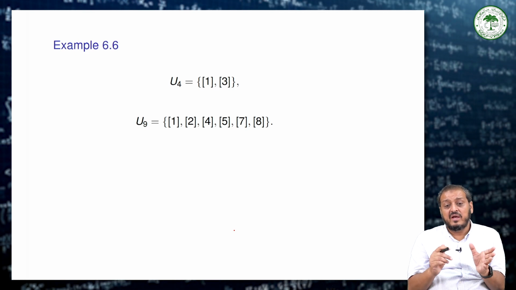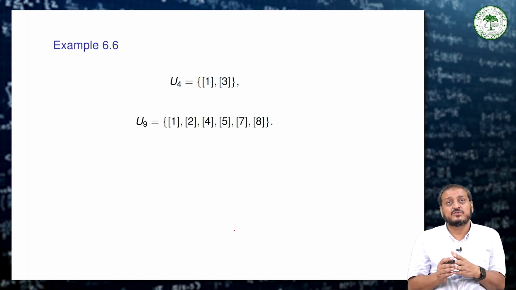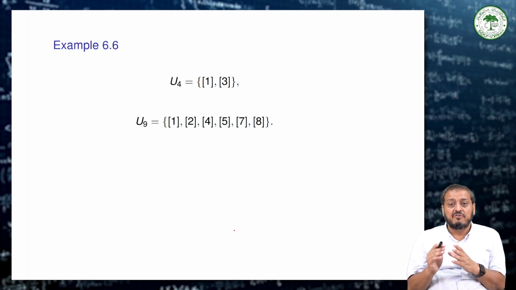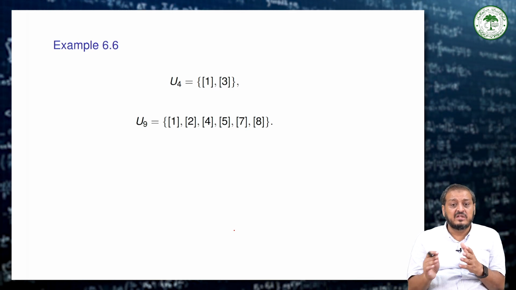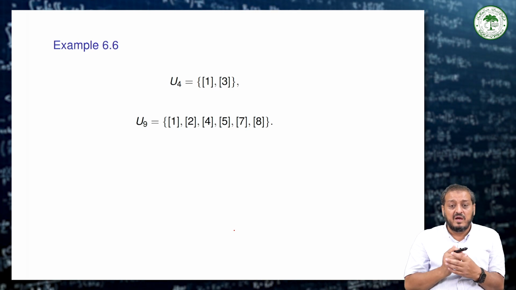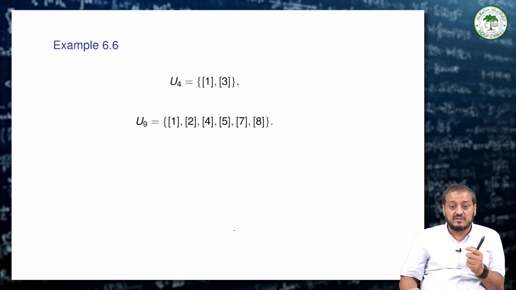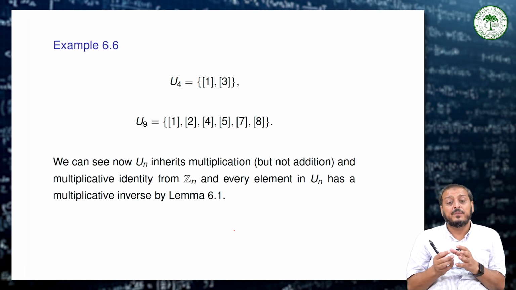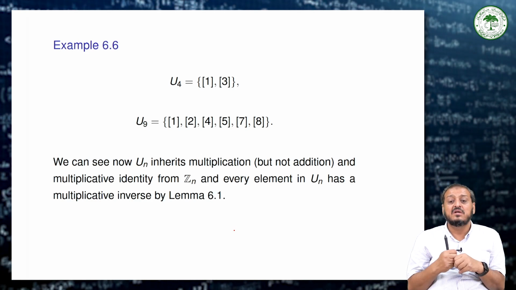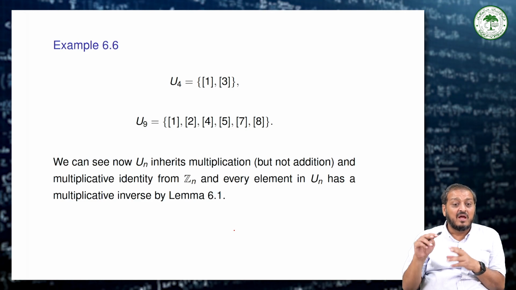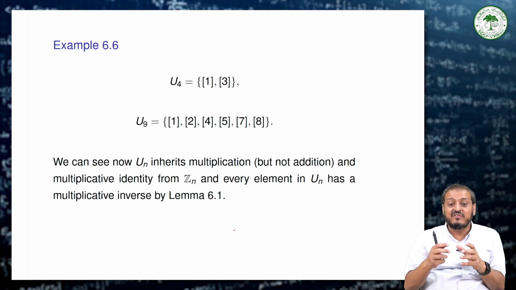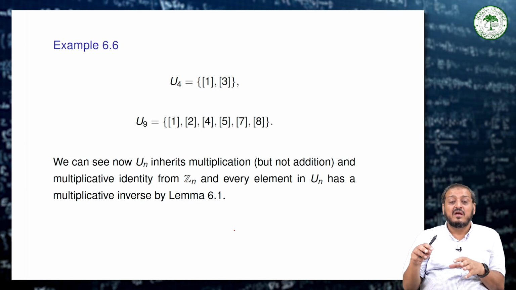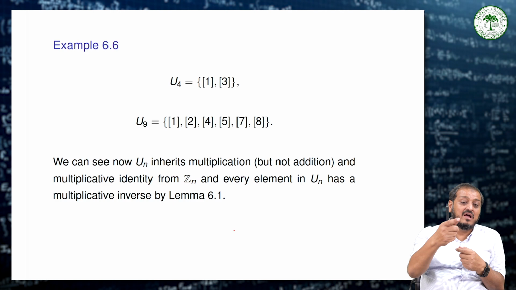So the members of U9 are the equivalence class of 1, the equivalence class of 2, the equivalence class of 4, 5, 7 and 8. These are the equivalence classes of U9 in this case. So we can see that we have multiplication but not addition, and a multiplicative identity from Zn, and every element in Un has a multiplicative inverse by the lemma.